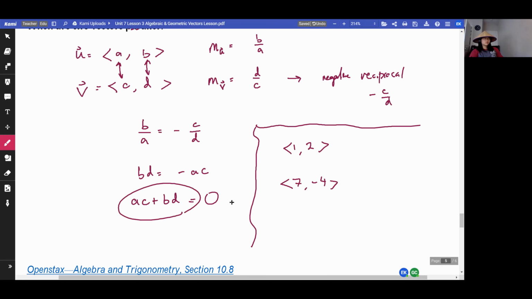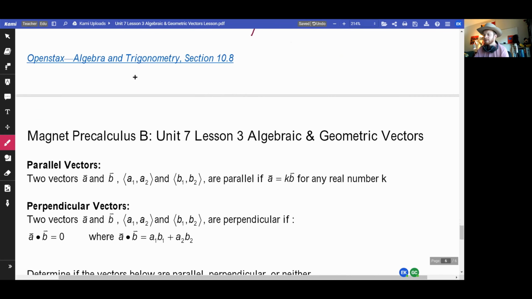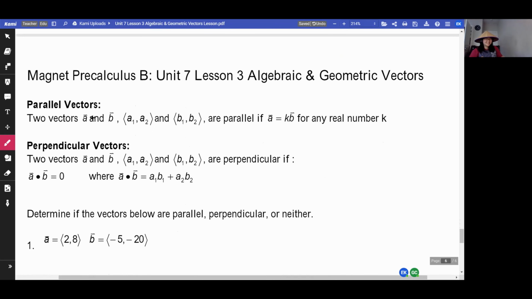We could call that something. I don't know. Let's call it a product for now. We just took the product of U and V. Let's scroll down here. Product. So I'm going to use here perpendicular vectors, two vectors, A and B, (A1, A2) and (B1, B2). This is subscript notation. They are perpendicular if A times B is equal to 0, where A times B is A1 B1 plus A2 B2.